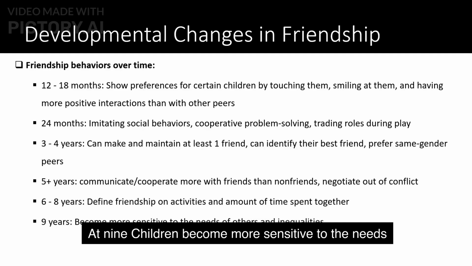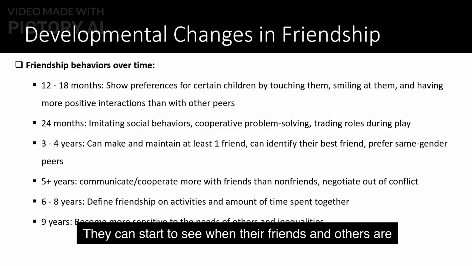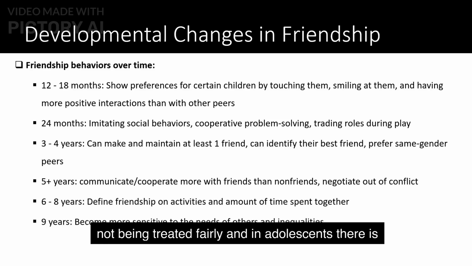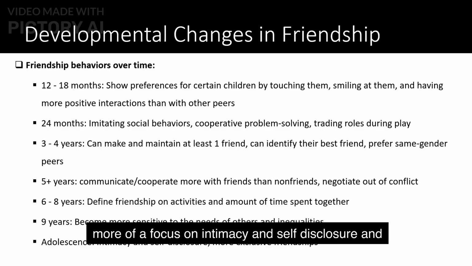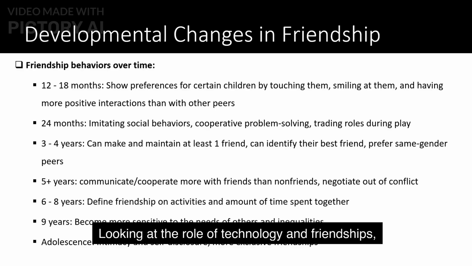At 9, children become more sensitive to the needs of others and inequalities. They can start to see when their friends and others are not being treated fairly. And in adolescence, there is more of a focus on intimacy and self-disclosure, and friendships start to become more exclusive.